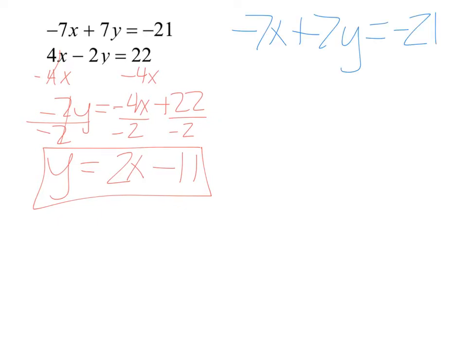So I'm going to take 2x minus 11, plugging it in for y. What that'll look like then, negative 7x plus 7, and then I'm opening up a set of parentheses. I'm plugging in 2x minus 11. And then we just solve for x from here. So, distributing.